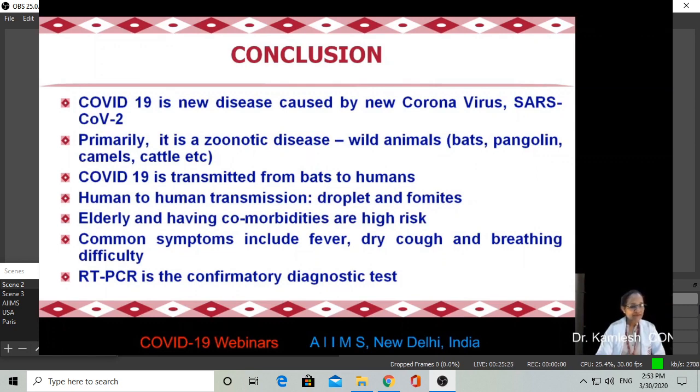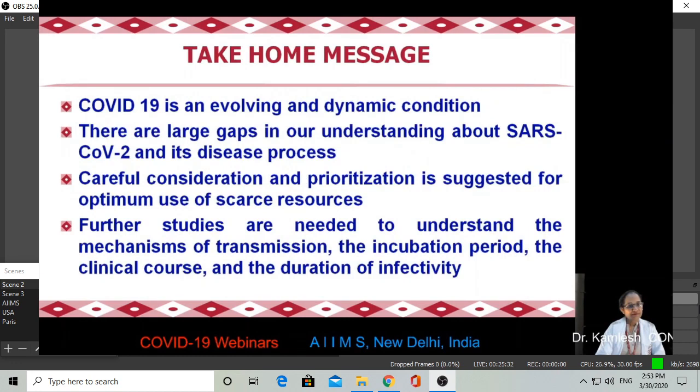Reverse transcriptase polymerase chain reaction is the confirmatory diagnostic test. So, COVID-19 is an evolving and dynamic condition. We need to understand that.